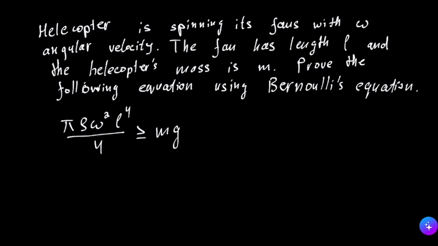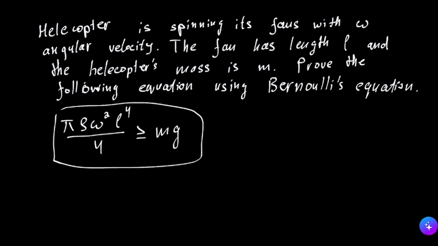Hello, so in this video, I'll be reviewing a National Physics Olympiads second stage problem 1. The first problem says, the helicopter is spinning its fans with omega angular velocity. The fan has length L, and the helicopter's mass is m. Prove the following equation using Bernoulli's equation. And we have the equation right here: pi times rho times omega squared times L to the power of 4 divided by 4 has to be more or equal to mg.